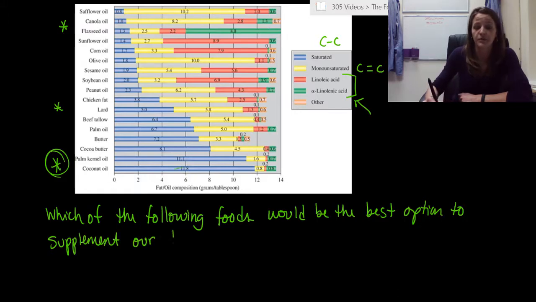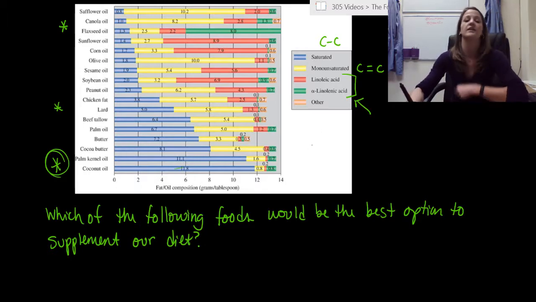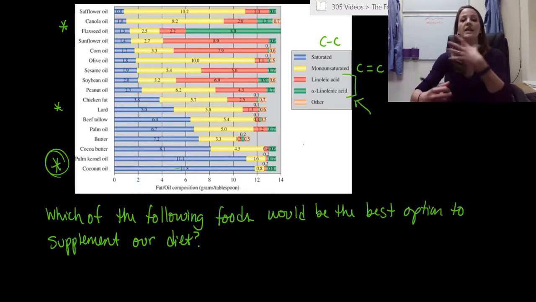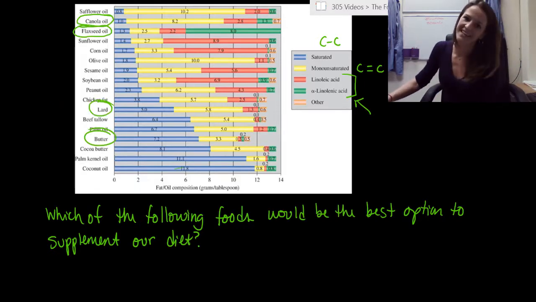To supplement our diet. So now remember, if we're supplementing our diet, it's because we have a lack of something. So we're really trying to highlight the fact of those 2 fatty acids that we cannot just create or synthesize inside of our body. Go. All right, did you get an answer? Hopefully you did, but if you didn't, that's okay.